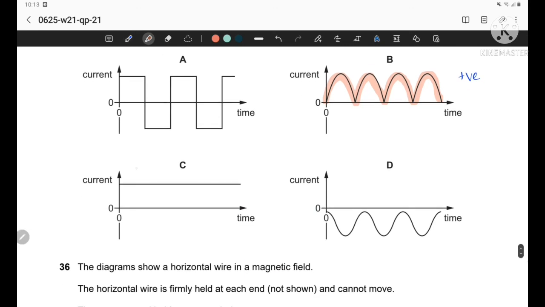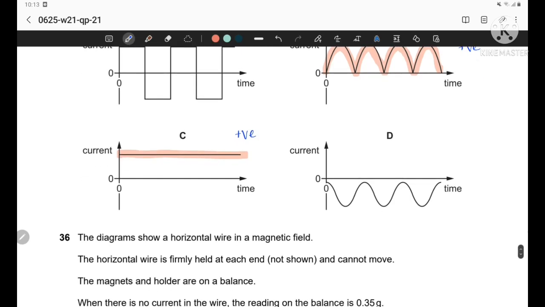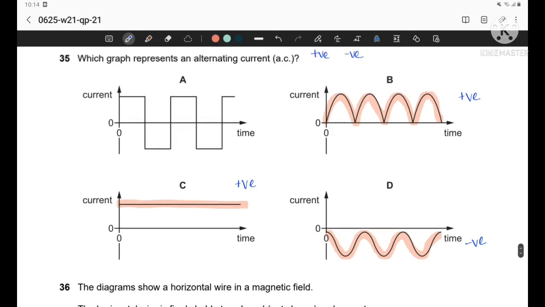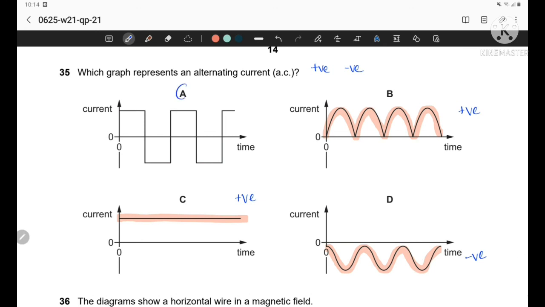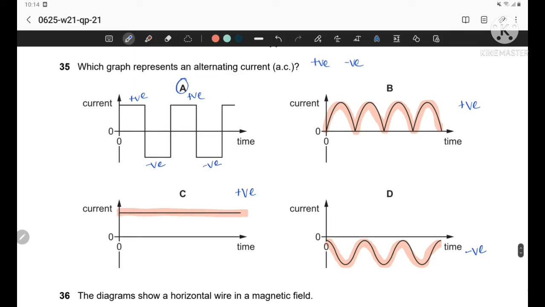In option C, we can see a positive value and a constant value. So option C is representing a steady DC, and option D is showing a current which has only negative values. Throughout, its value is negative, it's not alternating from negative to positive and positive to negative. So all these currents are DC, and the only correct answer is option A. As you can see, it has both positive cycle and negative cycle. Again positive, negative. So the direction of the current changes, and that is AC current. Hence the correct answer is option A.